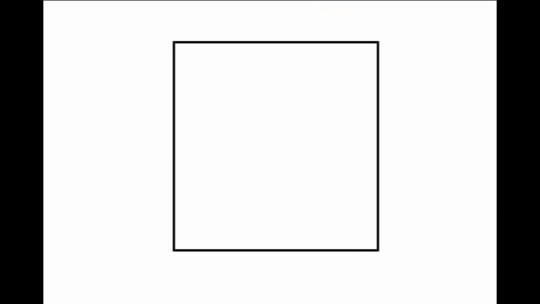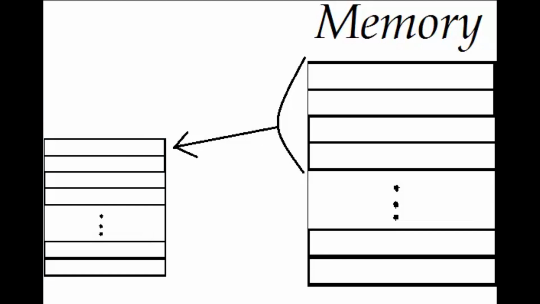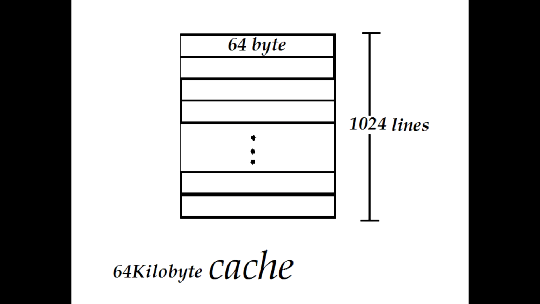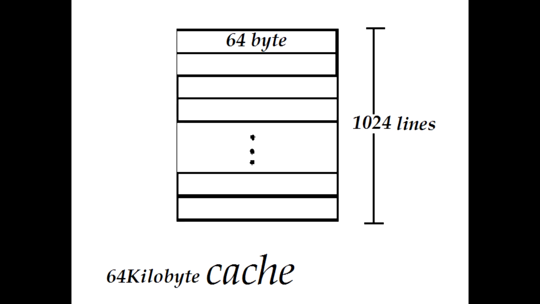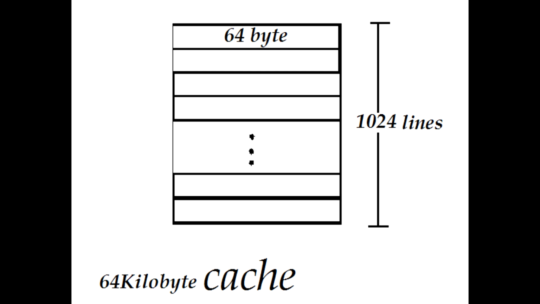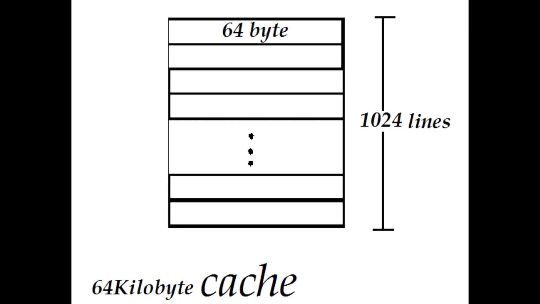A block of memory handled by the cache is called a cache line. The size of these blocks are called the cache line size. For example, 32, 64, and 128 bytes. A cache can hold a limited number of lines, determined by the cache size. For example, a 64 kilobyte cache with 64 byte lines has 1024 cache lines.